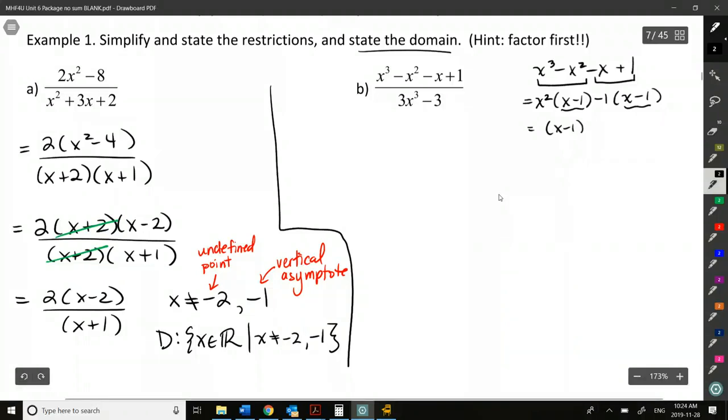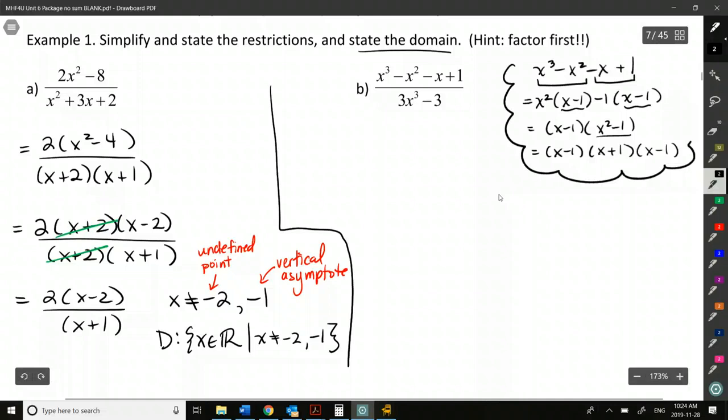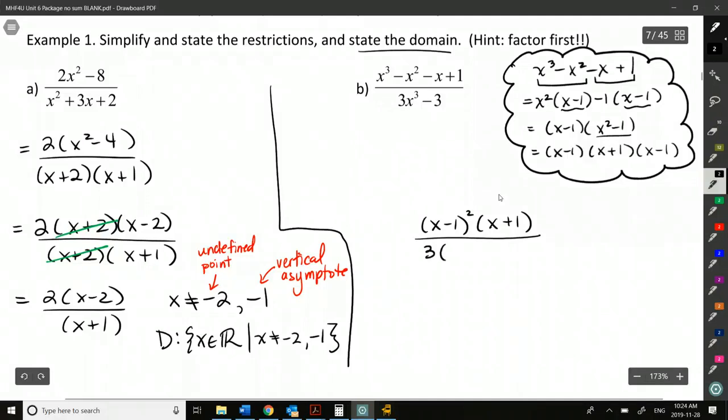So we have x minus 1 and then x squared minus 1, and this is actually a difference of squares. So we can get x plus 1, x minus 1, and I'm just going to enter that into my numerator there. So I have 2 x minus 1's, so I can say x minus 1 squared. And I'm also going to common factor a 3.